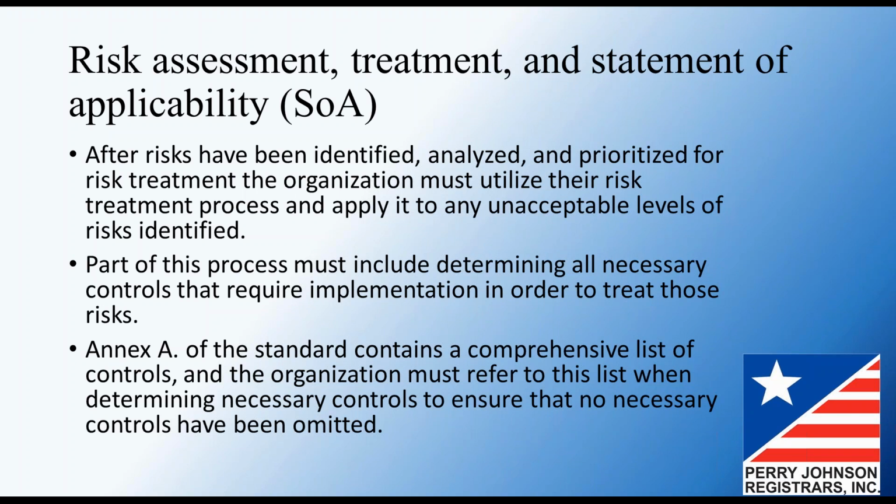Part of this process must also include determining all the necessary controls that require implementation in order to treat the risks. And in the standard itself, there's an Annex A section, which contains a comprehensive list of controls. So while you're going through the assessment and treatment process, you must refer to this list and make sure that if any of those controls listed in Annex A are applicable to your organization and could help you reduce your information security risks, that they be selected and implemented.